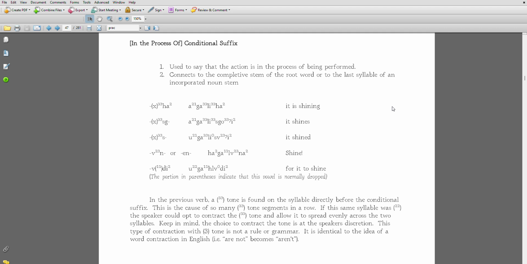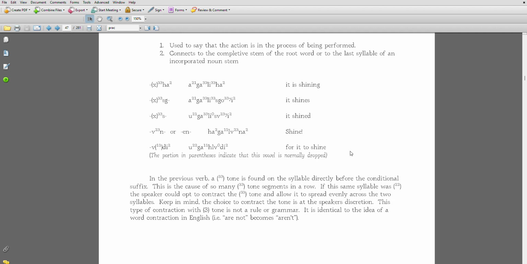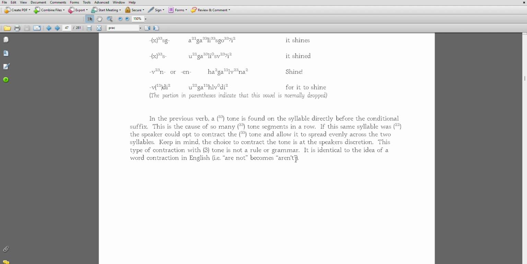In the previous verb, a 3-3 tone is found on the syllable directly before the conditional suffix. This is the cause of so many 3-3 tone segments in a row. If this same syllable was 2-2, the speaker could opt to contract the 3-3 tone and allow it to spread evenly across the two syllables. Keep in mind, the choice to contract the tone is at the speaker's discretion. This type of contraction with 3 tone is not a rule of grammar. It is identical to the idea of a word contraction in English. Example, are not becomes aren't. That's all that is happening.